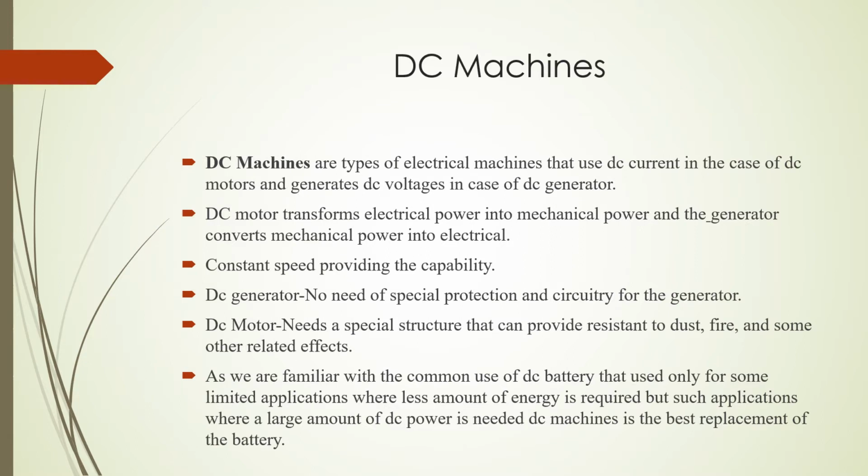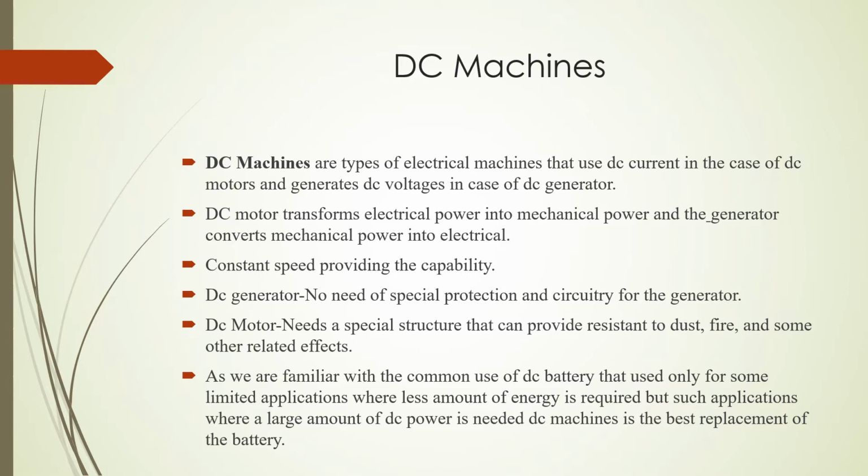DC machines are the types of electrical machines that use DC current in the case of DC motors and generate DC voltage in the case of DC generators. The DC motor transforms electrical power into mechanical power and the generator converts mechanical power into electrical power. So here the DC machines provide the capability of constant speed.